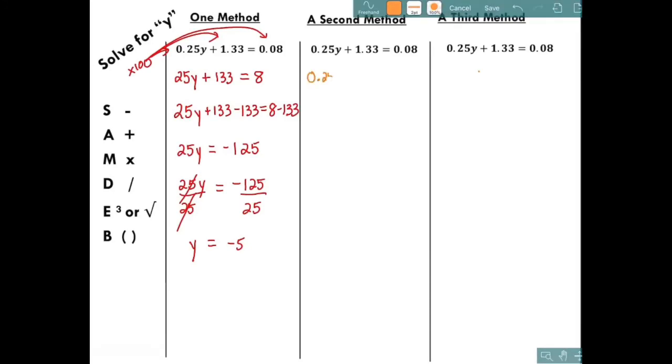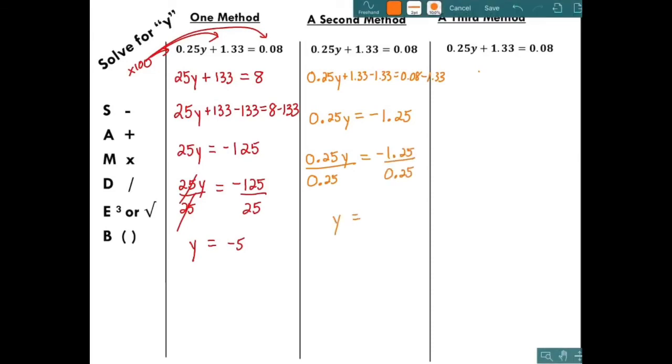In the second method, the approach used is to subtract 1.33 from each side of the equal sign, giving us 0.25y equals negative 1.25. Then 0.25y is divided by 0.25 to get y by itself, and we have y equals negative 5.